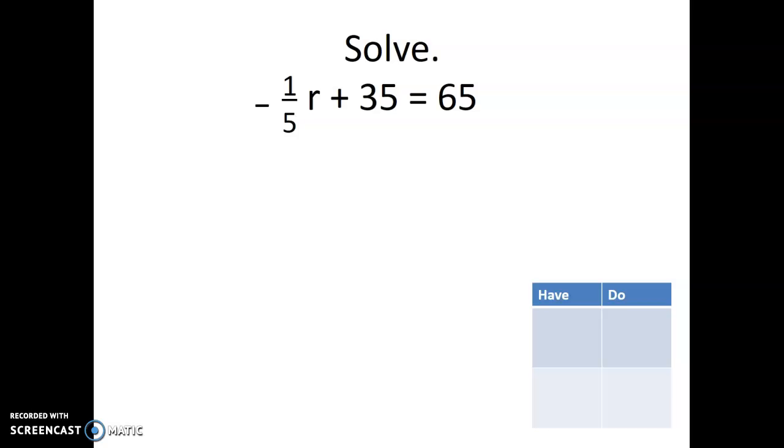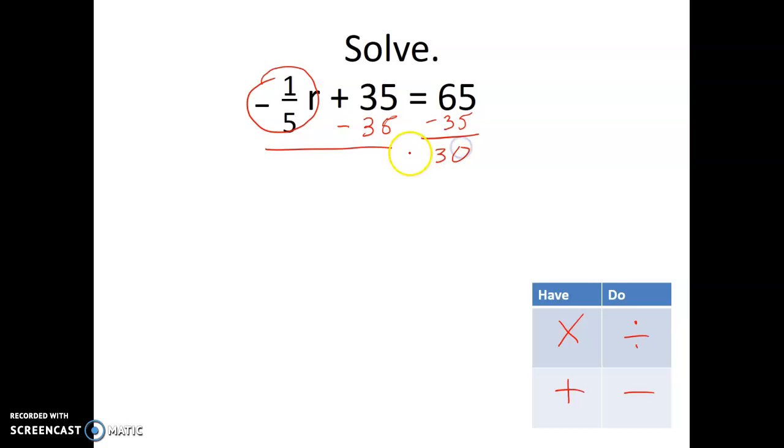Here we go. Ask yourself first, what operations do you see? Well, negative 1/5 times r and plus 35. So I'm going to need to divide and I'm going to need to subtract. Okay, so first thing I'm going to undo is my addition because I work the order of operations backwards. So I'm going to subtract 35 from both sides. That leaves me with 30 over here and negative 1/5 r over here.